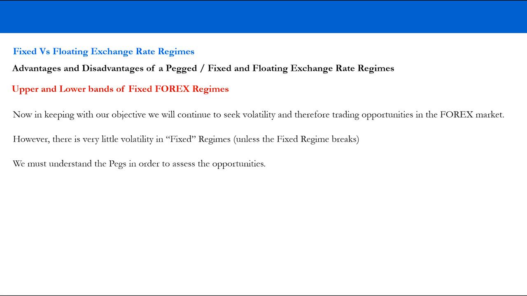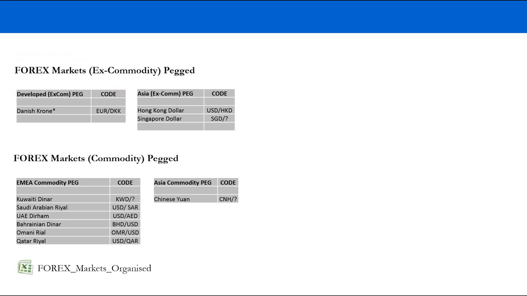So we've got to understand how the pegs in the real world actually work. And you'll remember earlier from the Forex markets organized sheet that we split up our pegged regimes into ex-commodity and commodity pegged situations. In the commodity section, we had most or all of the GCC countries, and we had the Chinese yuan. In the ex-commodity pegged area, we had the Danish krone, the Hong Kong dollar, and the Singapore dollar.